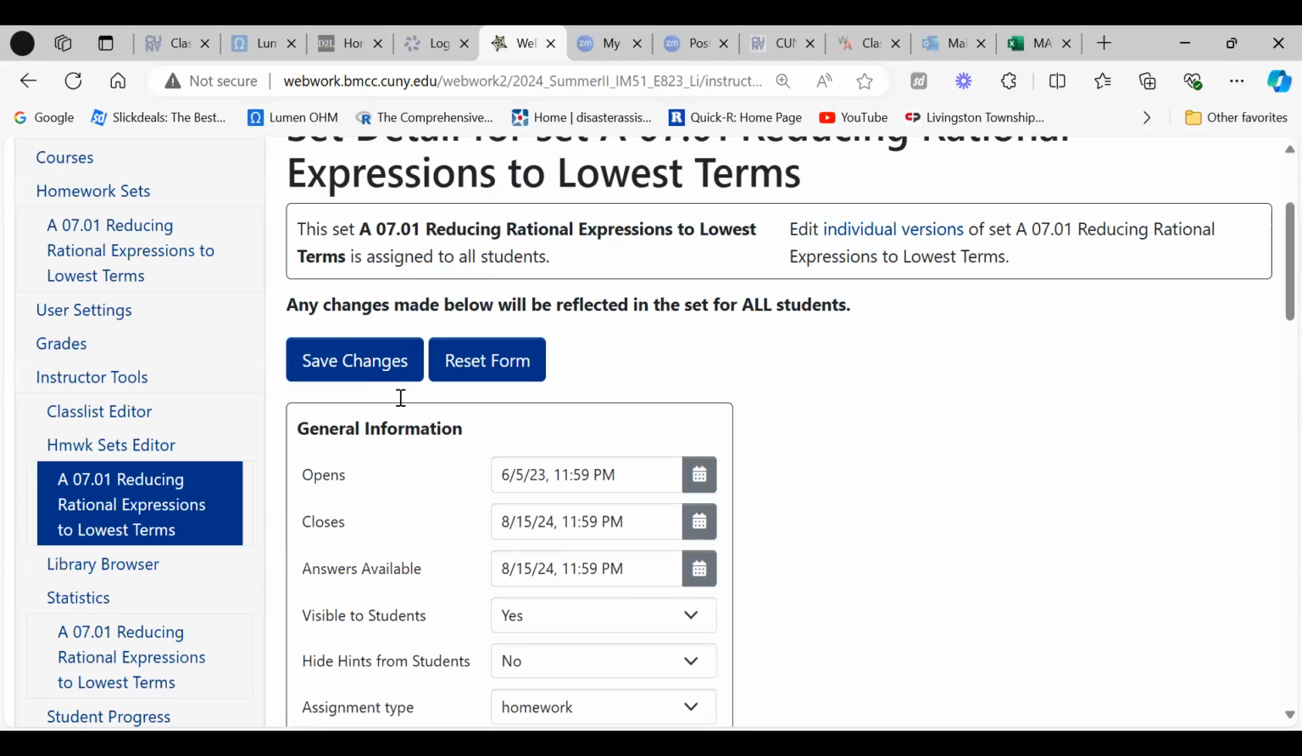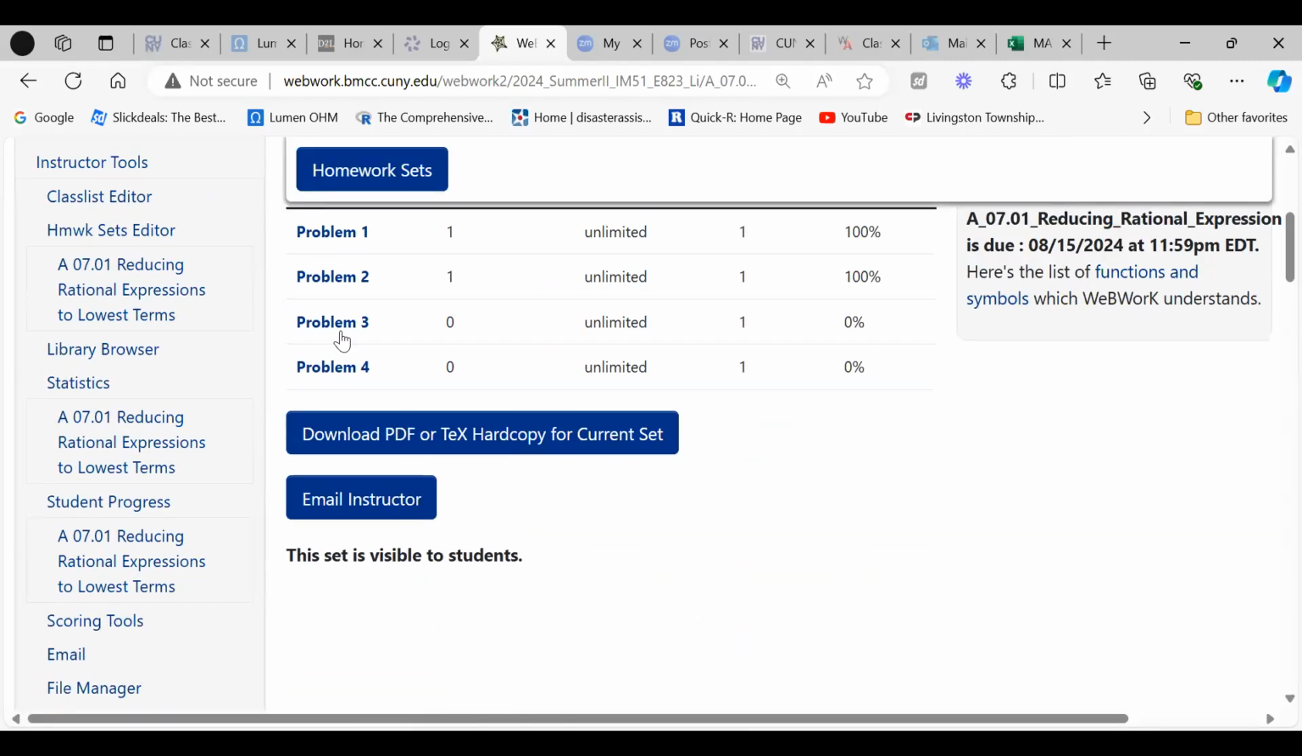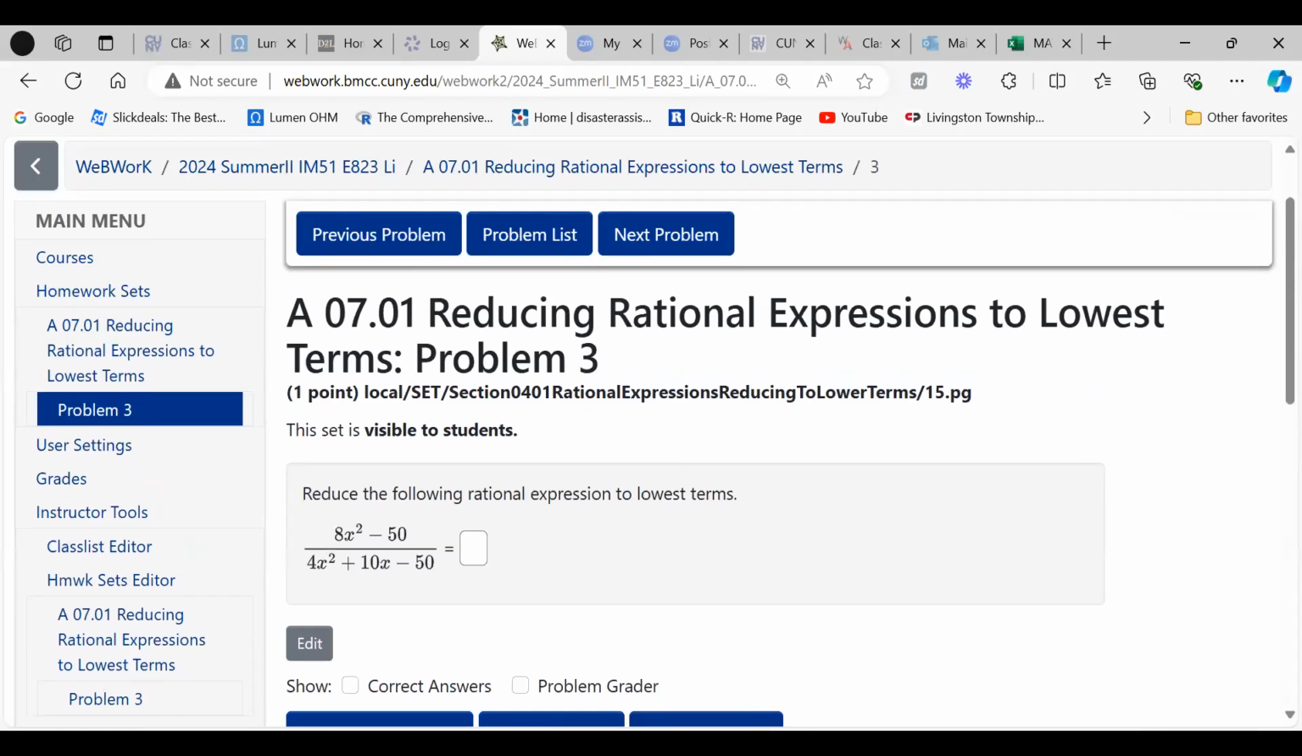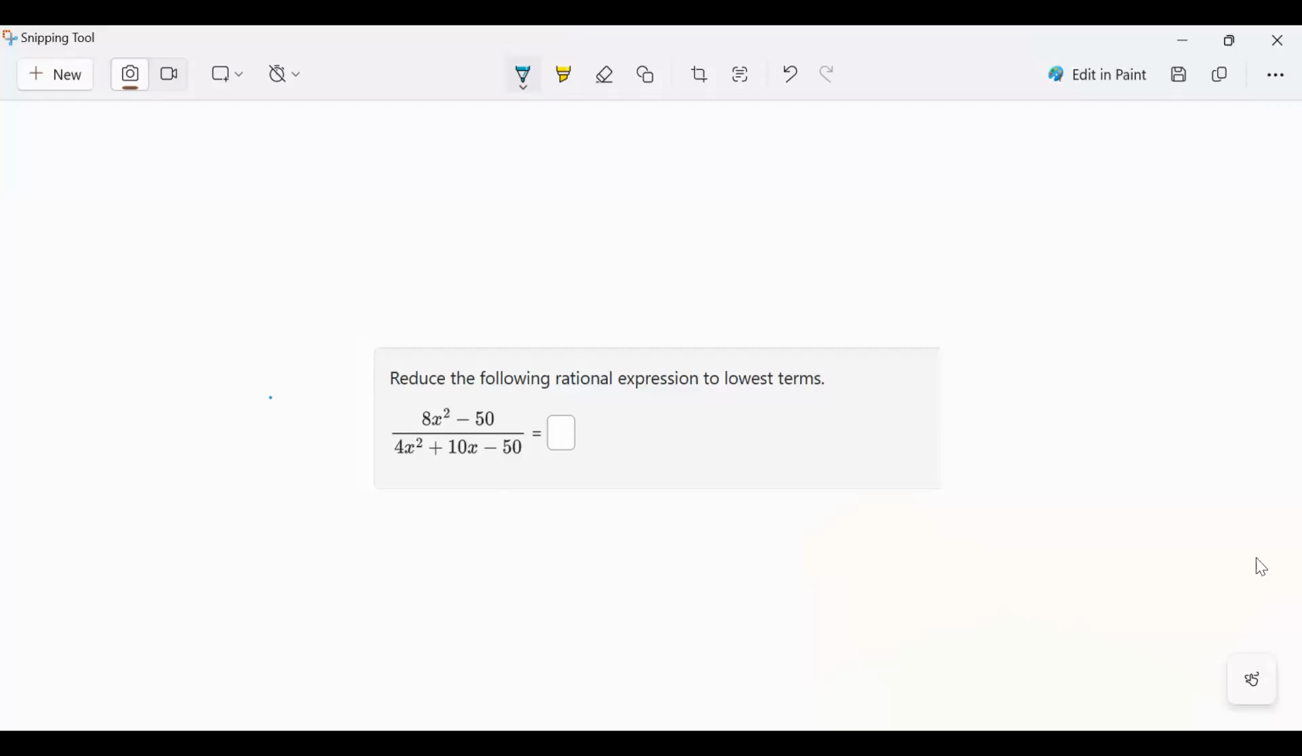Okay, so let's go back and look at question 3. Let's try this. We factor by GCF first, on both top and bottom. After that, we factor the difference of two squares on top, and the trinomial on the bottom. Okay, let's try it.